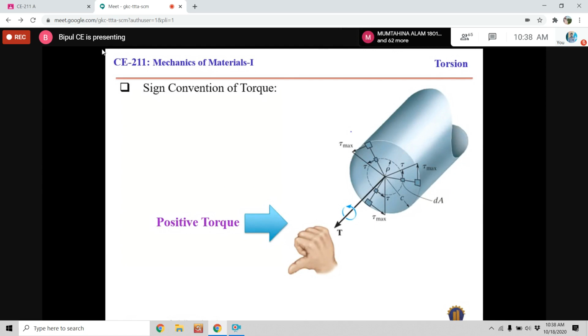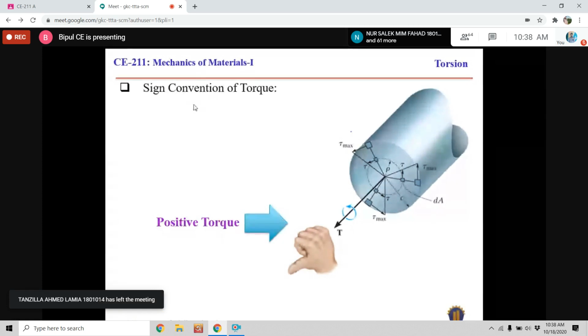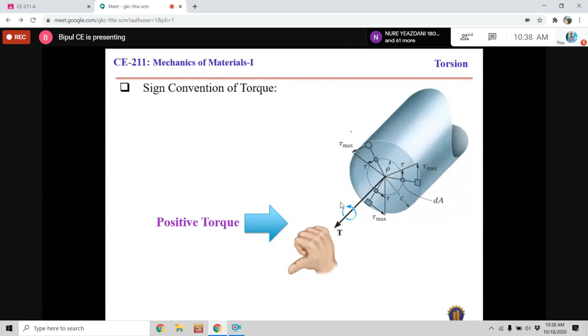So we will apply a sign convention, because sometimes the structure will be twisted clockwise and sometimes anti-clockwise, and if we do not consider any sign convention, then it will not be clear to anyone else what the deformation or the twisting direction of the structure is. That's why we consider the sign convention, and this sign convention is well known worldwide.